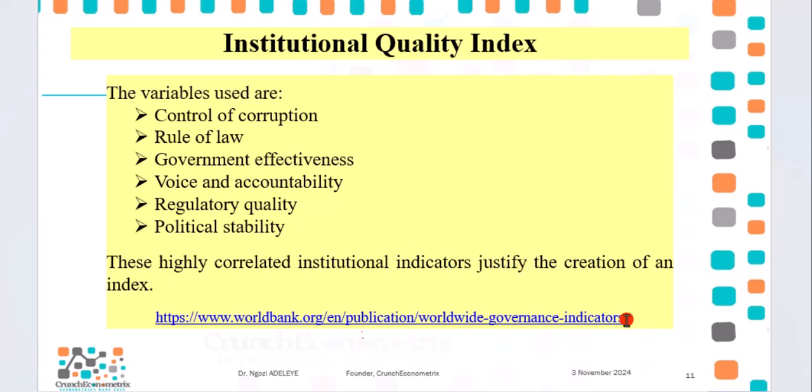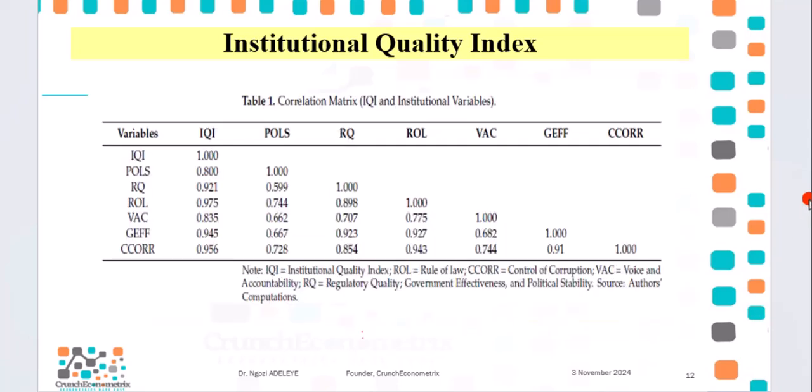So you can see the correlation matrix between the index I created and the individual institutional variables. You can clearly see that these variables indicate strong correlations among themselves, highly strong correlation. So it's important for an index to be generated. Looking at the IQI, which is the index, vis-a-vis its correlation with the individual institutional variables, you can clearly see the correlation coefficients ranging from 0.8 to as high as 0.7975. So this strongly suggests the need for an index to be created.